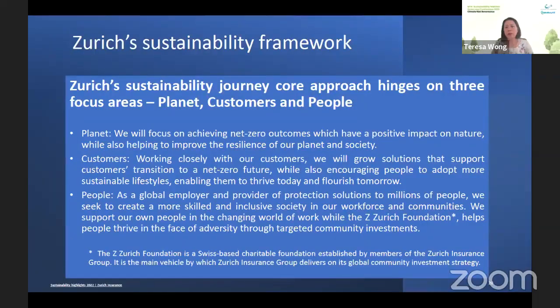All right. Mirroring all this, we have a sustainability framework already in place. And locally, we want to make sure that we integrate Takaful into it as well. So we make use of a global sustainability framework, and the strategies surrounding it are on 3 key pillars. The first one is planet, where we focus on achieving net zero outcomes to have a positive impact on nature whilst helping improve the resilience of our planet and society.